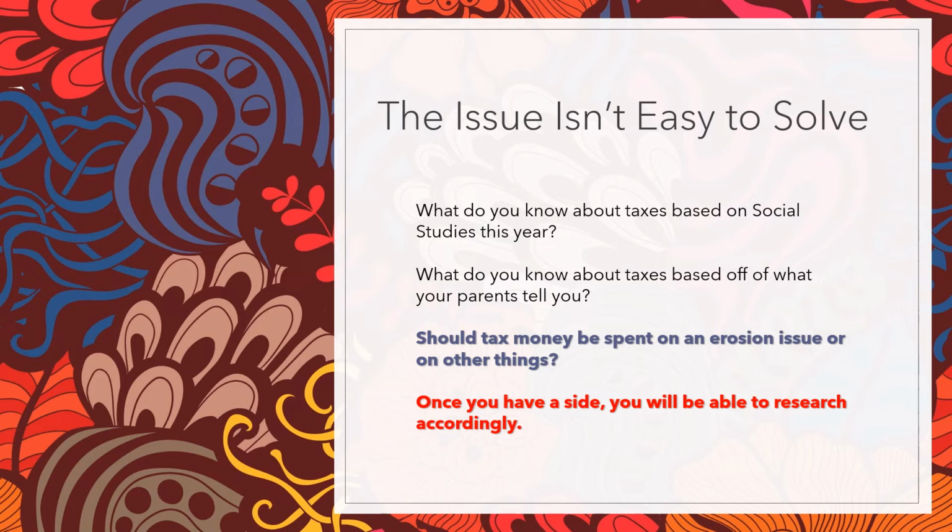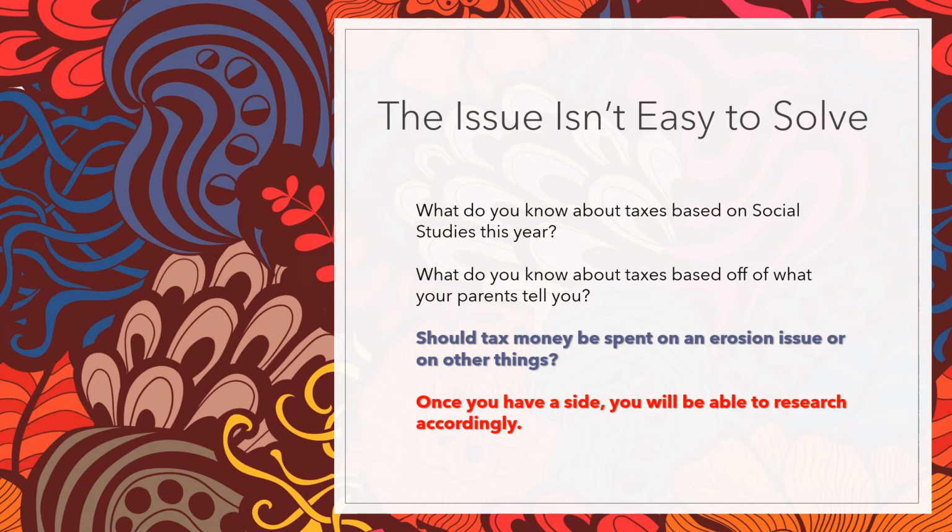So what do you remember about taxes based on social studies this year? Think about that for a moment. Who pays taxes? How much are people taxed based on certain things? If you don't know the answers to those questions, you're probably going to have to research that this week. Another question you need to be thinking about is, what do you know about taxes based off of what your parents tell you? I know that whenever I was growing up, my parents would always talk about the sales tax at the grocery store. Does the sales tax at the grocery store differ from what's going on with Jekyll Island? What does that mean exactly?